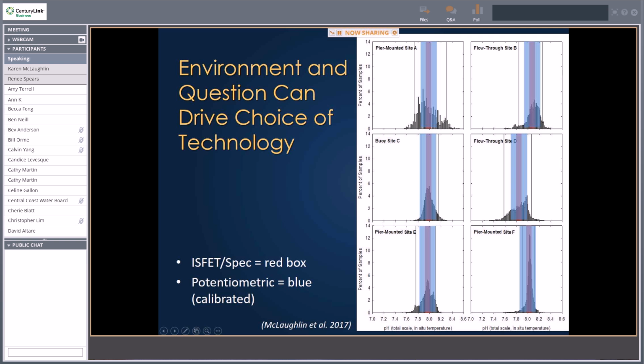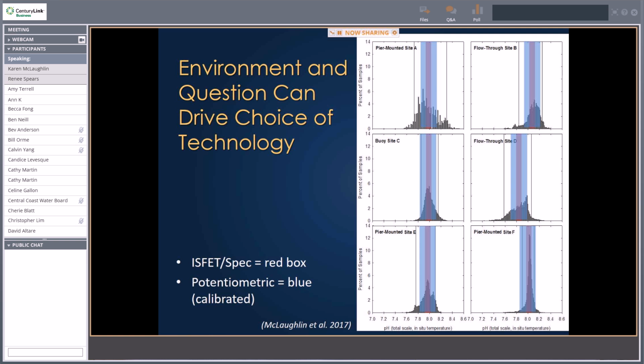Okay, so how do you choose? The figure I'm showing you now is 6 sites up and down the California coast, and you can see from the black bars, that's just a histogram of all pH values recorded at that site. The black bars are 95% of the samples collected. The red bar is the uncertainty you can expect from either an ISFET or a spectrophotometric sensor. The blue box is the error that you can expect from a potentiometric sensor if it's calibrated.